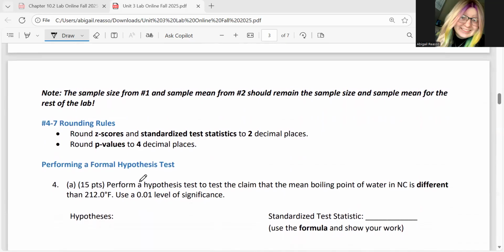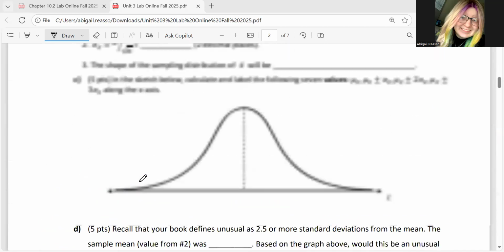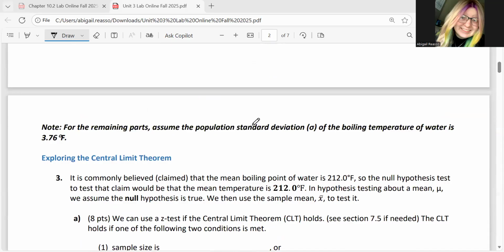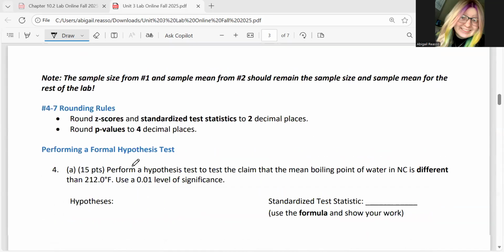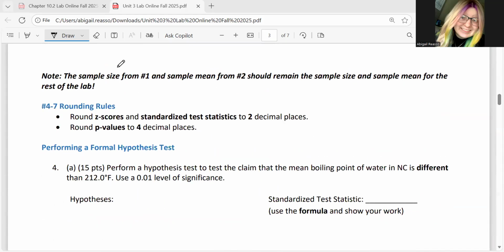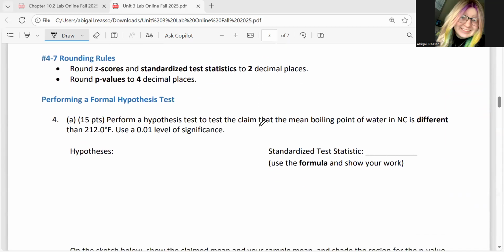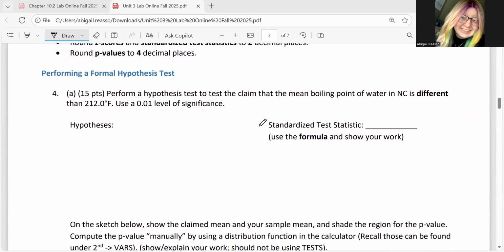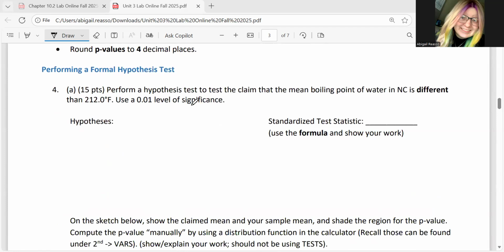Now, we already know from the note up here that we want to make sure we're using our population standard deviation as 3.76. We can also use our sample size and sample mean from numbers 1 and 2 respectively, okay, for the rest of this lab. So we're going to perform some hypothesis testing. So our first hypothesis test, we want to test the claim here. This problem says different. Yours might say something else. So we're going to test the claim here. Keep in mind you want to set up your hypotheses.